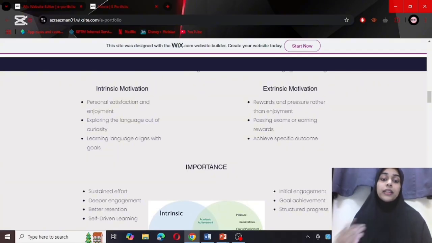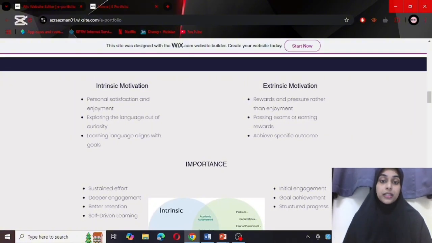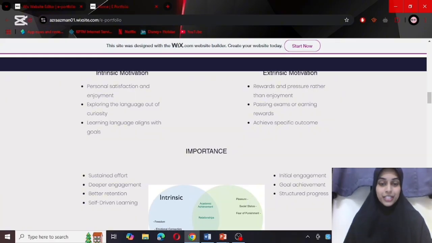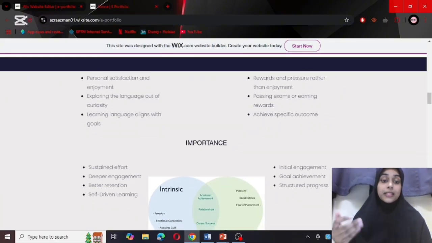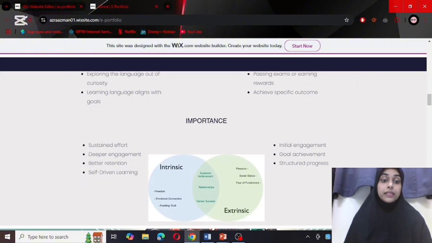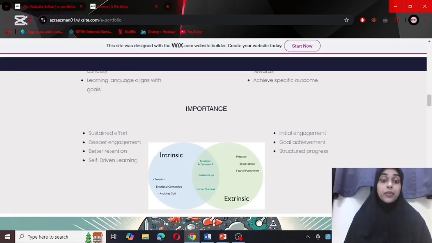But why are they important? For intrinsic motivation, it brings sustained effort and persistence. Motivated students are more likely to keep working even when the material gets tough. This is especially true for intrinsic motivation, where curiosity and personal satisfaction drive them to stick with the process. The second one is deeper engagement, where motivated students become more involved in lessons and activities. And the third one is better retention of knowledge. Motivation improves focus and also helps students remember what they've learned.